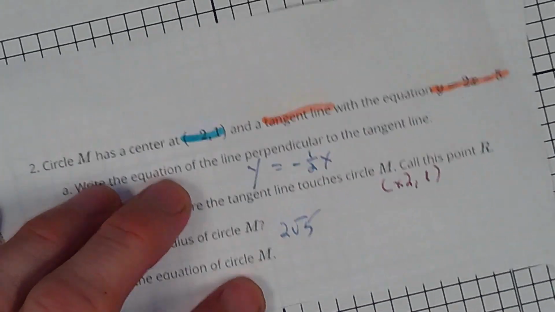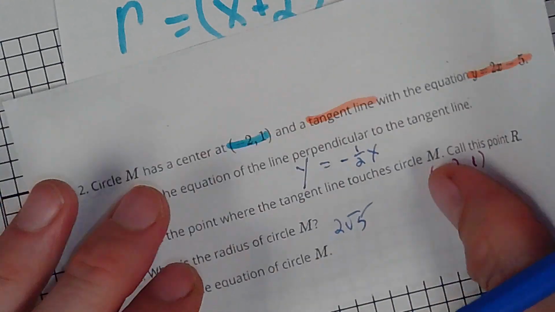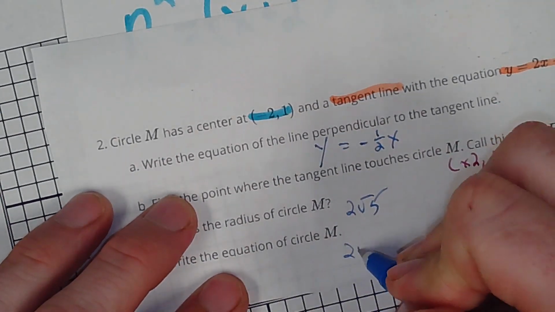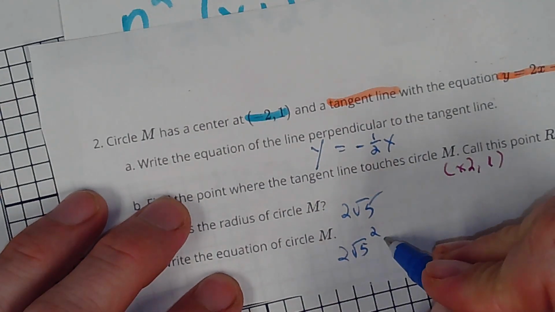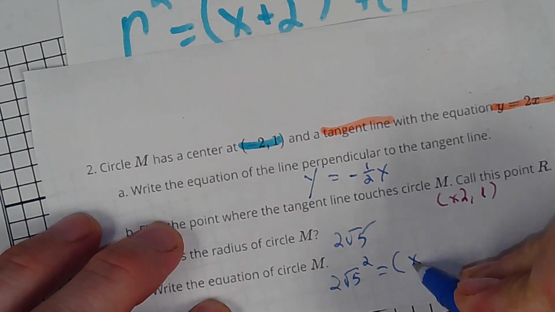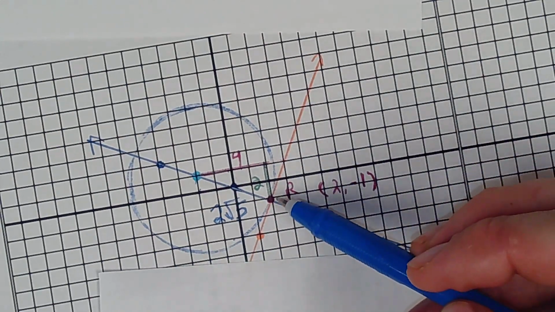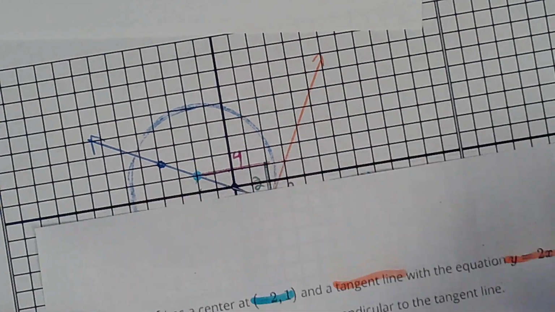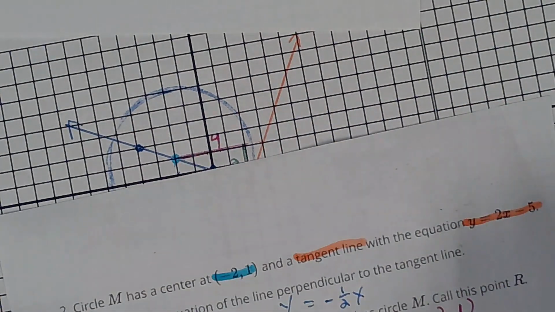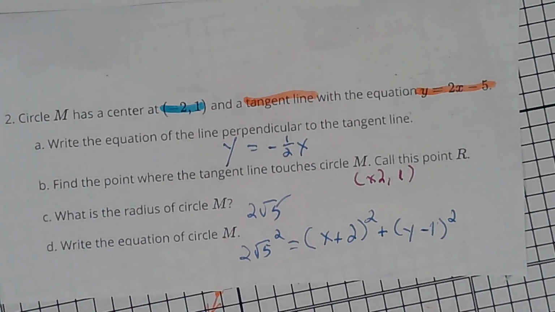So now I can finally complete my equation here. And my equation is 2 square root of 5 squared. I'm going to leave it like that. Equals x plus 2 squared, right? Because it's negative 2, plus y minus 1, because it's a positive 1, and that is the center point for my equation. And that's my equation for the circle.